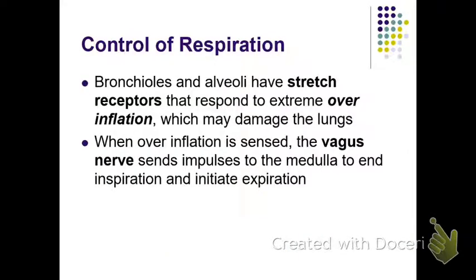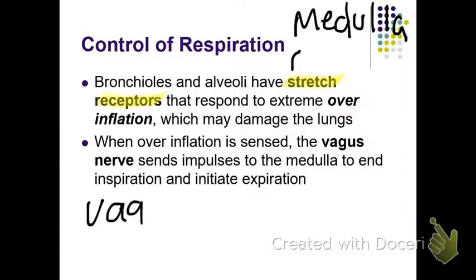So the control of respiration is also conducted with these stretch receptors, and they respond to the overinflation of the lungs, which could lead to lung damage. And these stretch receptors communicate with the medulla to prevent the overinflation, and they are helped with the vagus nerves.